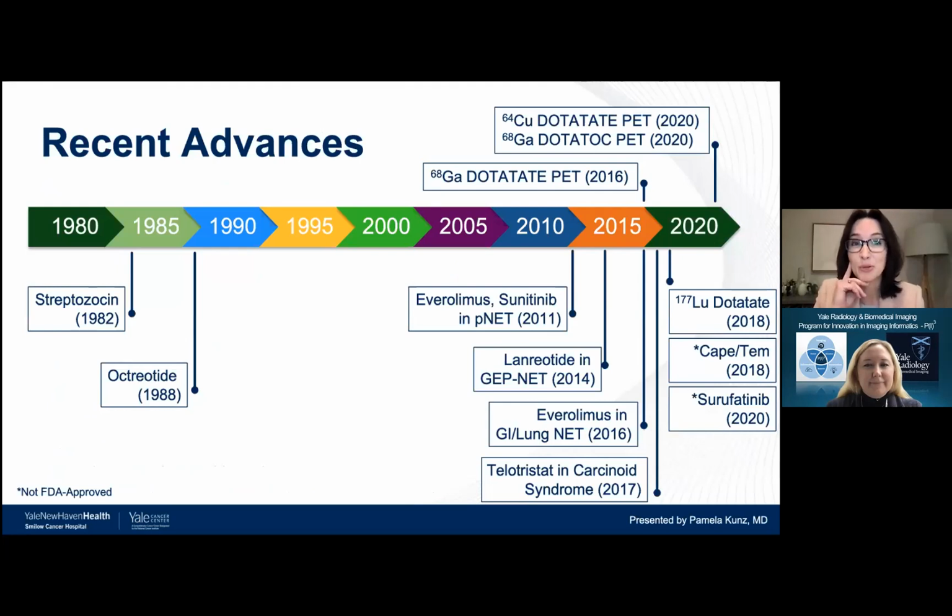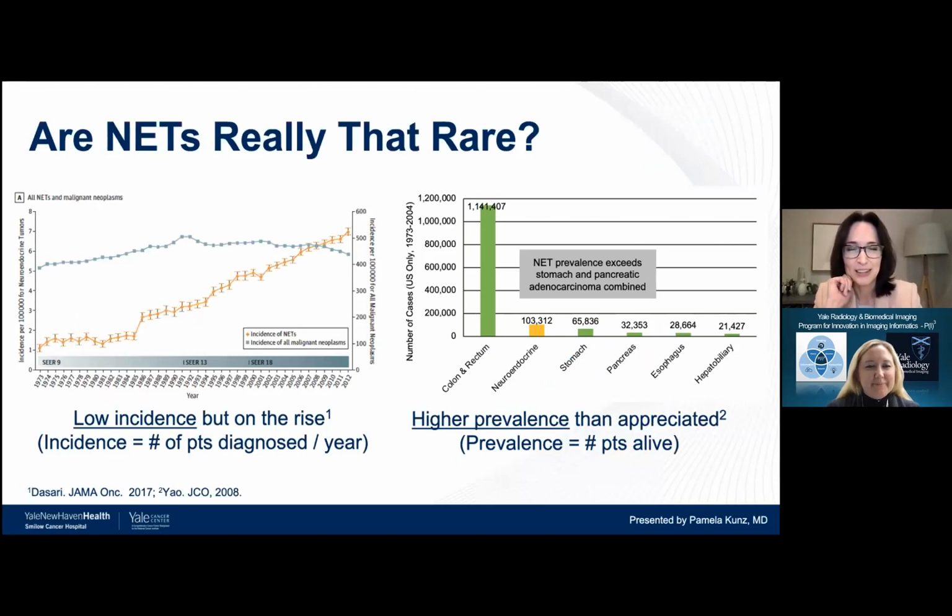So we have seen an explosion of advances, both therapeutics and diagnostics, really since 2011. In the 1980s, we had streptozocin, an IV alkylating agent, and octreotide that was initially approved for hormone control. And then since 2011, we have had therapeutic advances in the areas of biologics, of everolimus and sunitinib, somatostatin analogs, of lanreotide, telotristat for carcinoid syndrome, and Dotatate in 2018. We'll talk about some of the other systemic agents, and then also some of the imaging agents that are listed above the timeline.